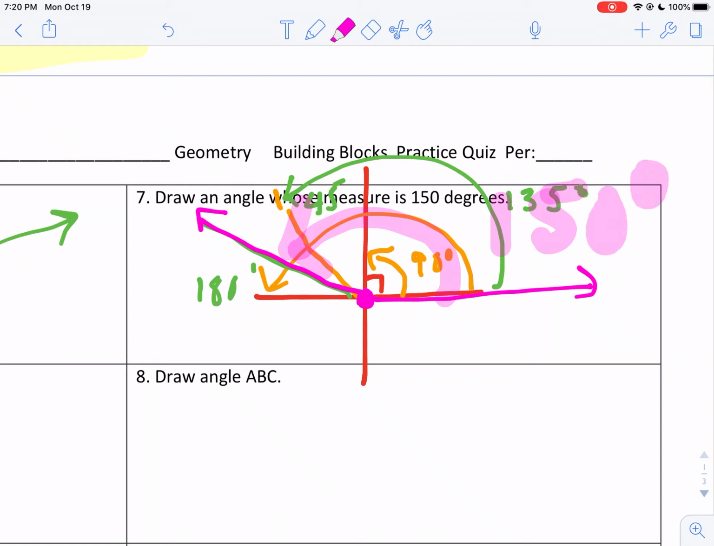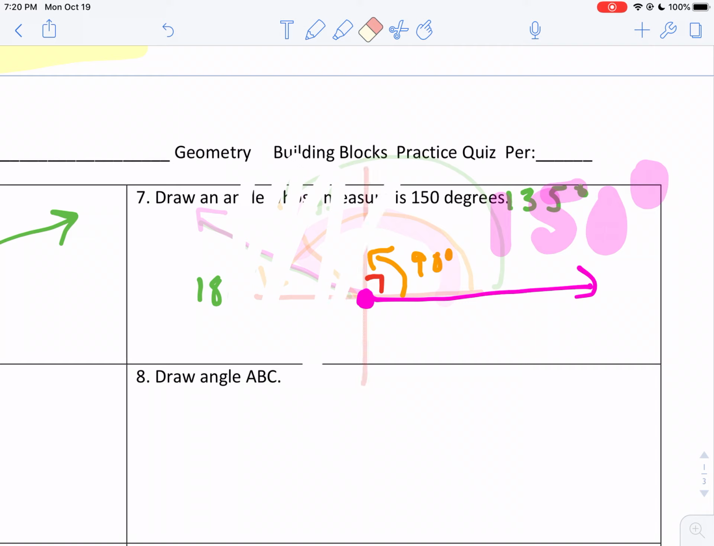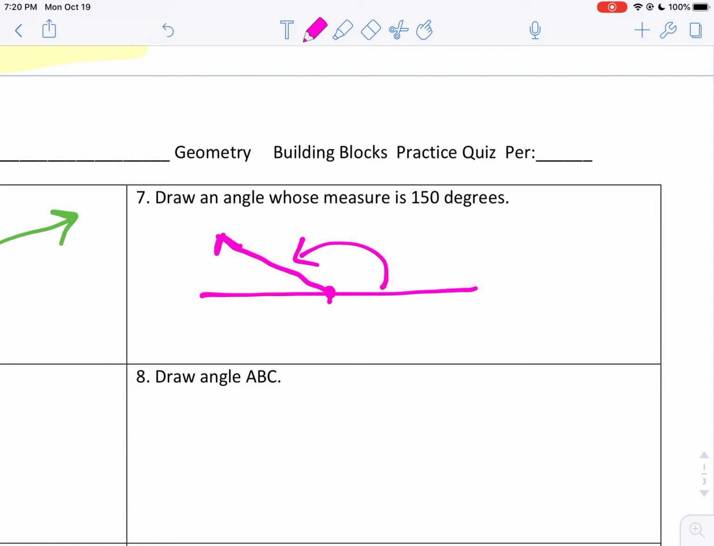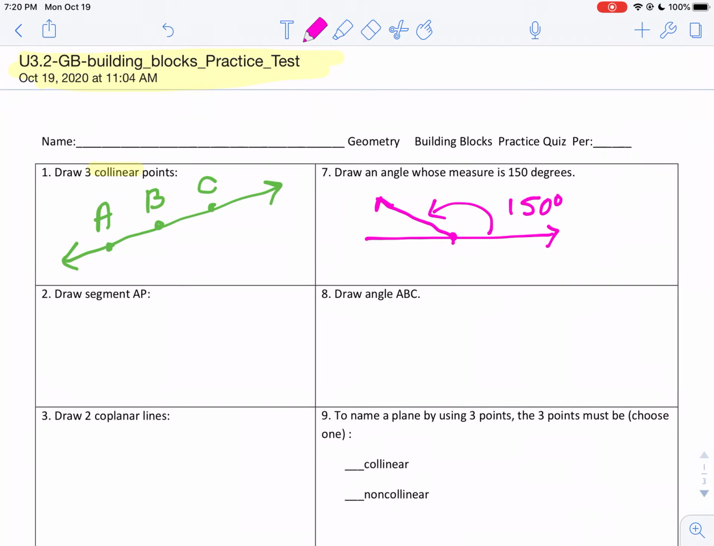Okay, I'm going to erase this again and just quickly redo this for you now that you have a better idea. So this is 180 degrees. If this is my fixed point, 150 is about right there. And you can just do that. All right, so that's an angle whose measure is 150. Not perfect, but very close.